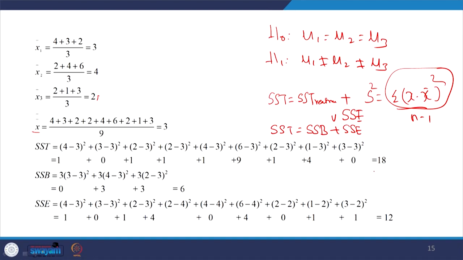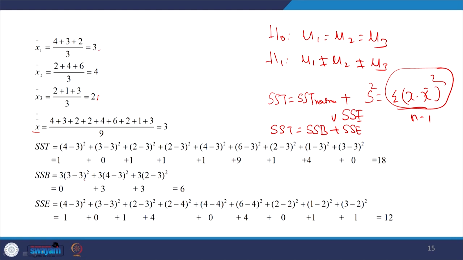This 18, I am going to see how much variance is due to this teaching methodology. So, I am going to call it SSB; some books call it SS treatment, that is treatment sum of square. So, what is the treatment sum of square? In the first column there are 3 elements, 3 minus the first column mean, which is 3. So, this 3, the overall mean is 3.